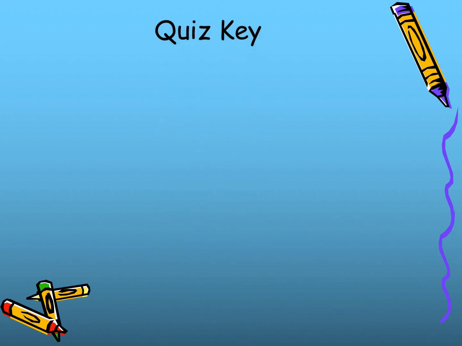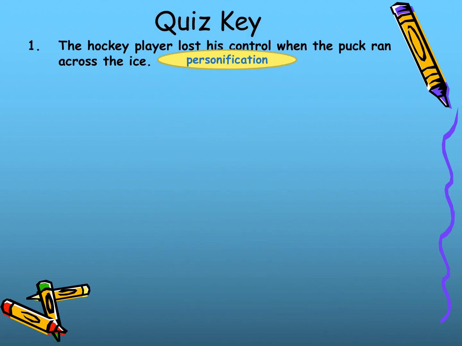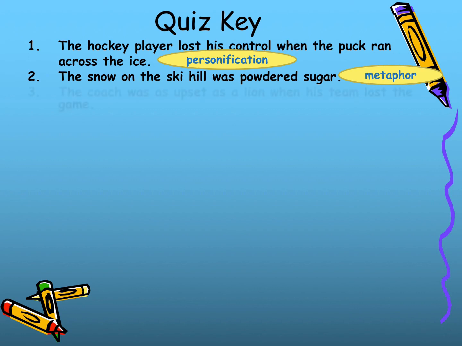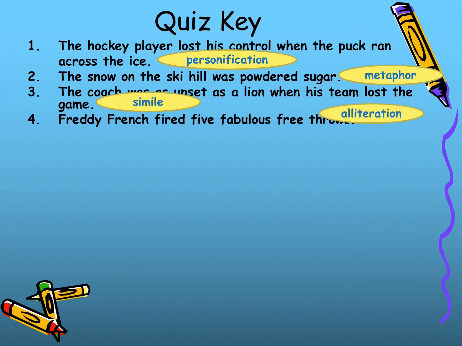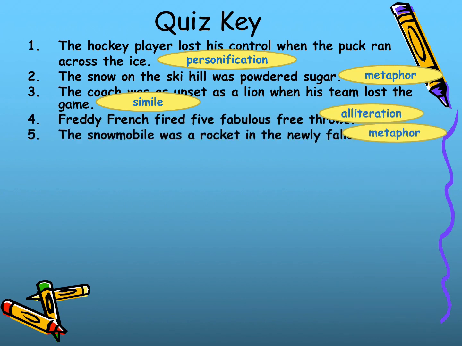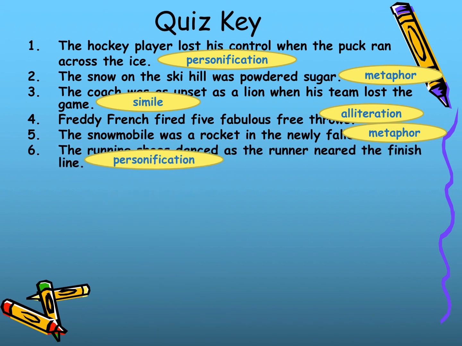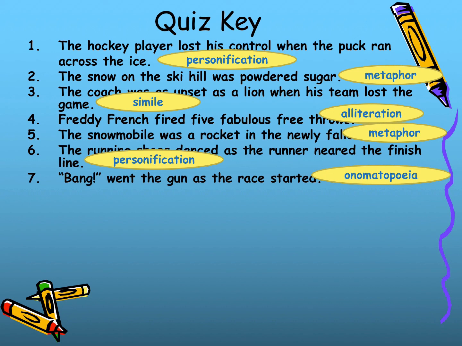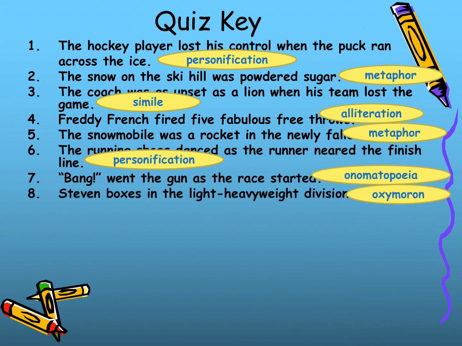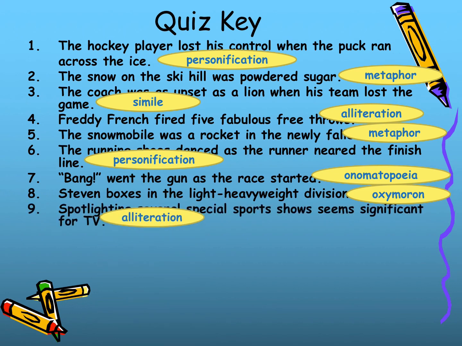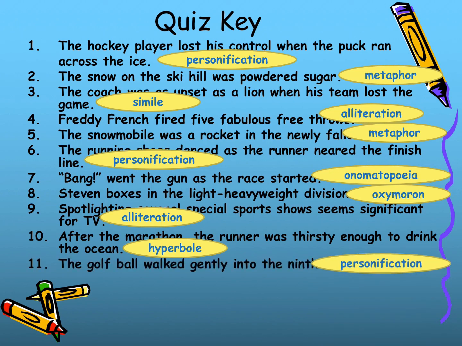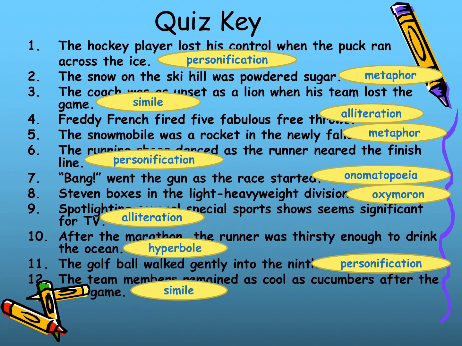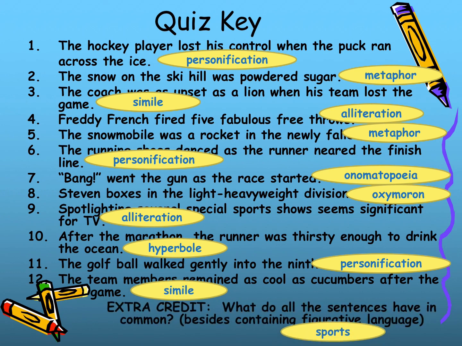Okay, here we have our quiz key. Number 1, personification. Give yourself a point if you got that one right. Number 2, metaphor. Number 3, simile. Number 4, alliteration. Number 5, metaphor. Number 6, personification. Number 7, onomatopoeia. Number 8, oxymoron. Number 9, alliteration. Number 10, hyperbole. Number 11, personification. Number 12, simile. And the bonus, sports.